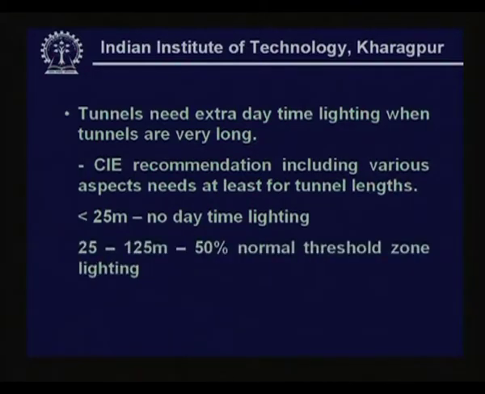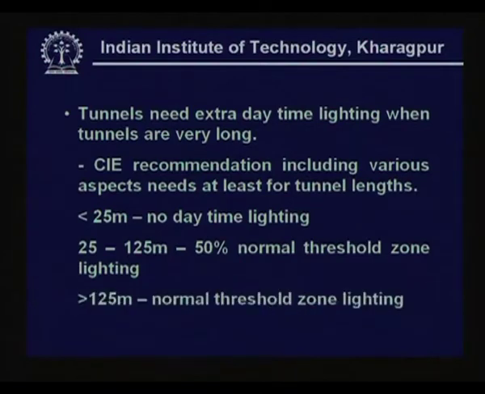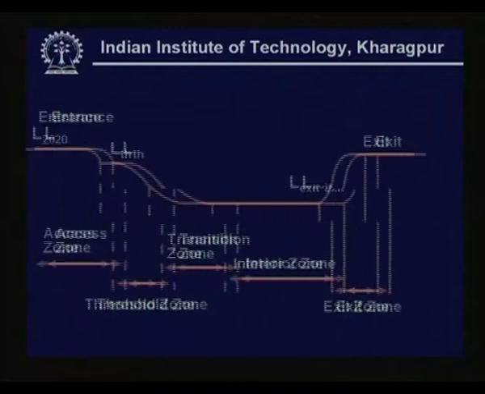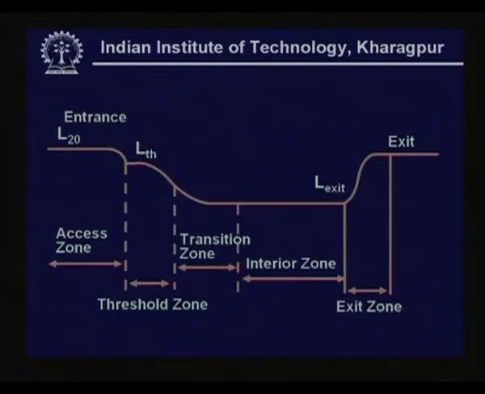From 25 to 125 meters, 50% of the normal threshold zone lighting is required, and anything more than that, as much as normal threshold zone lighting. Threshold zone is just at the entry, and this is shown in the form of a picture. What you are seeing at the entrance is the luminance due to broad daylight. Then this is a threshold zone and the transition zone.